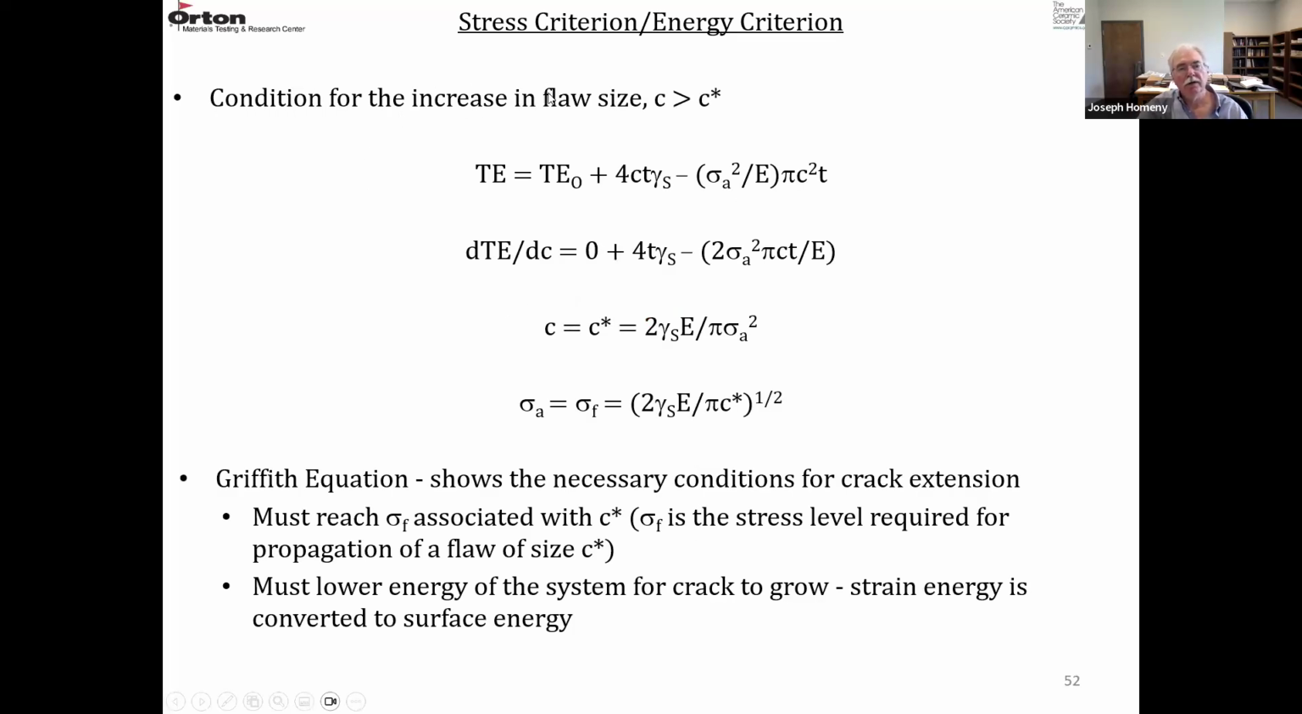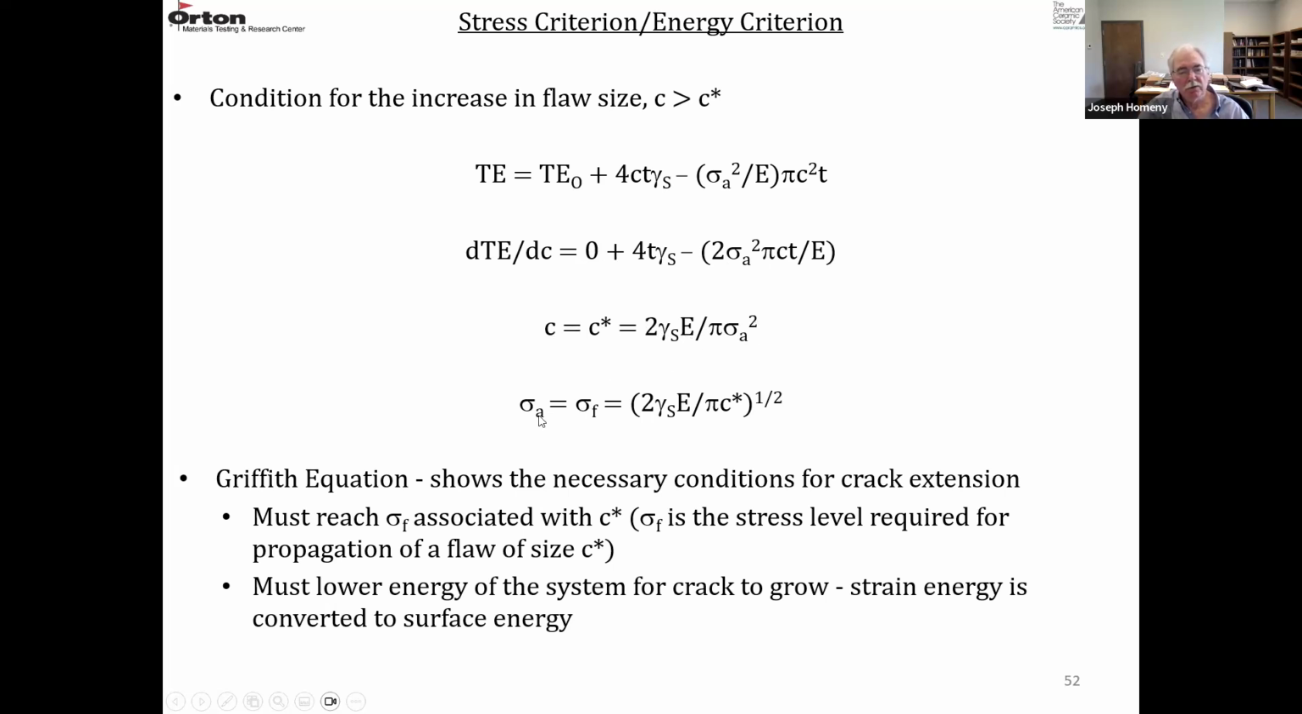So the condition for the increase in the flaw size, where the flaw size C becomes greater than this critical flaw size, is given by this equation. We take the derivative of the total energy with respect to the crack size. That equals 0 plus 4Tγ minus 2σ squared πCT over E. We solve for C in terms of C star, 2γS divided by πσA squared.